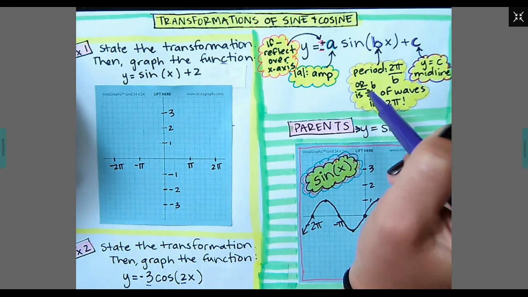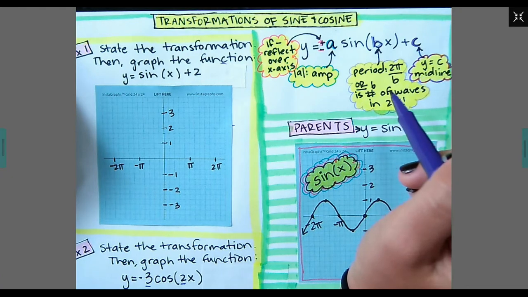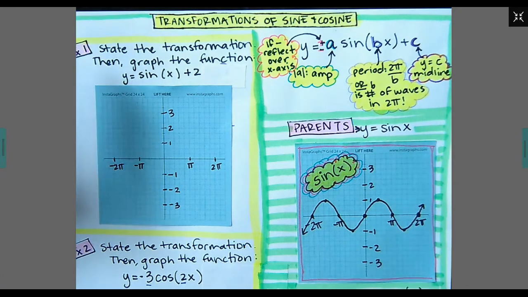So this b is the number of waves in 2 pi, or you could look at it as the period, which is 2 pi over b. And then the c on the end, y equals c, is the midline. So we're going to be looking at the transformations in a slightly different wording today, but we're going to relate it back to the amplitude, period, midline, and so on. Okay, so first thing we're going to do is state the transformation and graph this function.